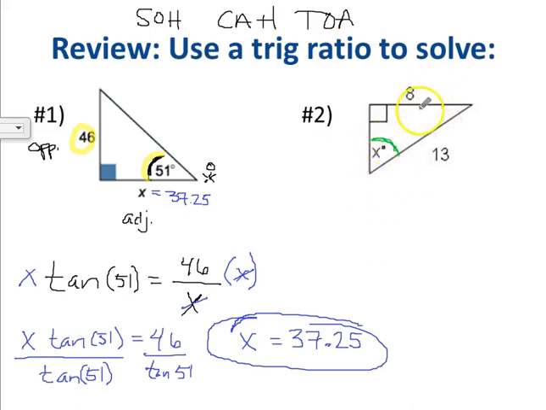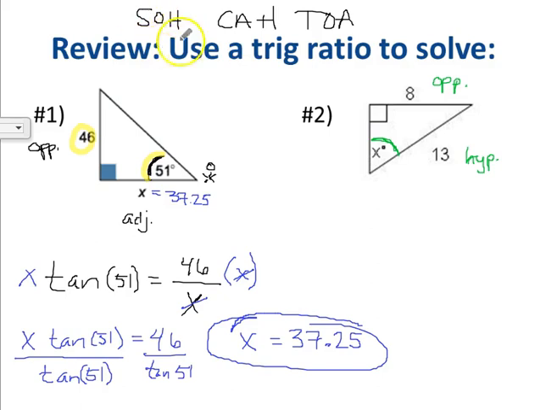So we're going to use a trig ratio. Which 2 sides are we given in relation to this angle right here that we're trying to solve for? Opposite the right angle is the hypotenuse. So I know we've got the hypotenuse. We don't have the adjacent side. This side right here is the opposite. So we've got the opposite and the hypotenuse that can help us solve for the angle measurement.